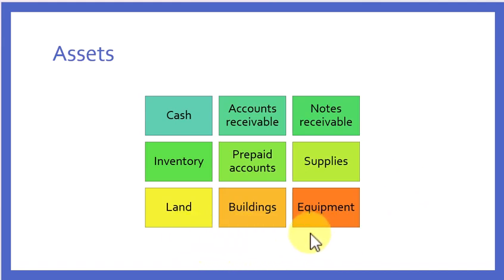And then the bottom three items that you see here, this is what we often call our fixed assets or property, plant, and equipment, PPE. These are the long-term assets that are used in the operation of the business.